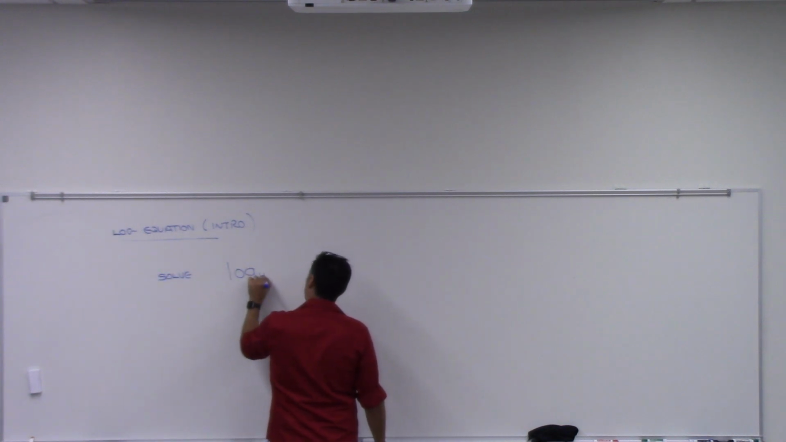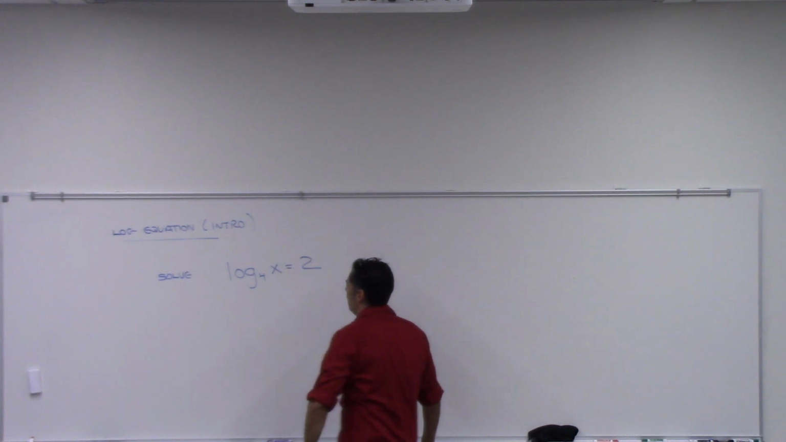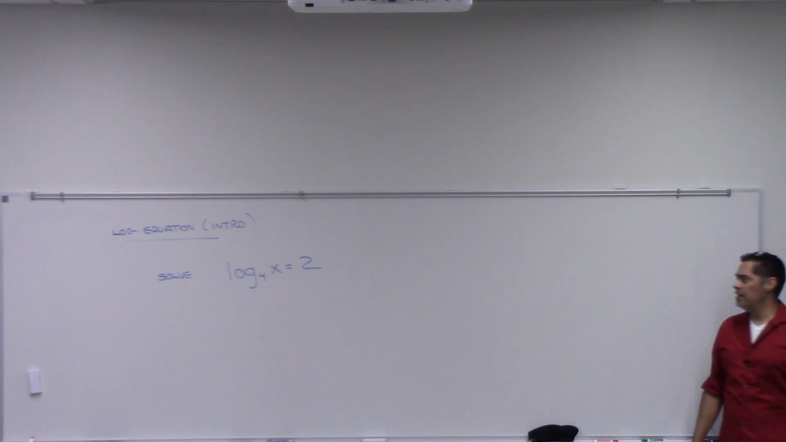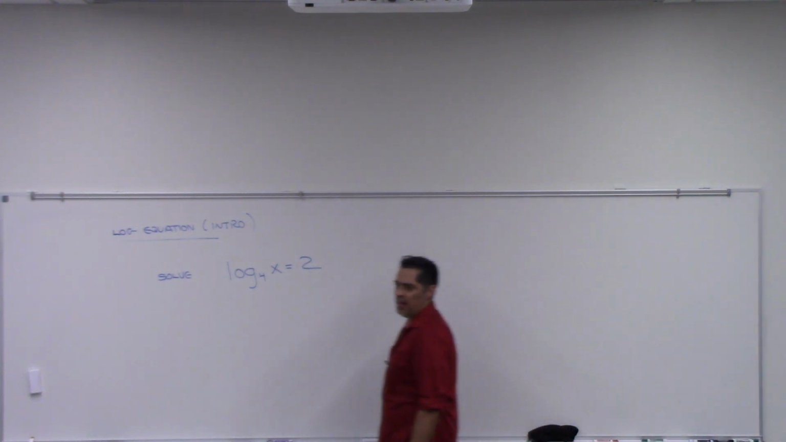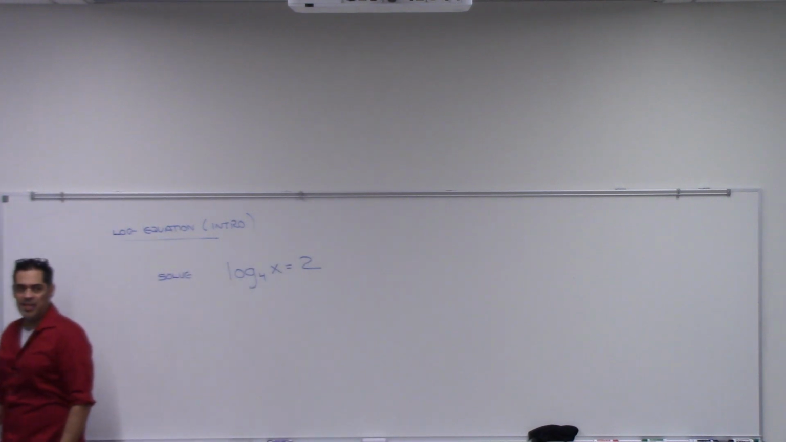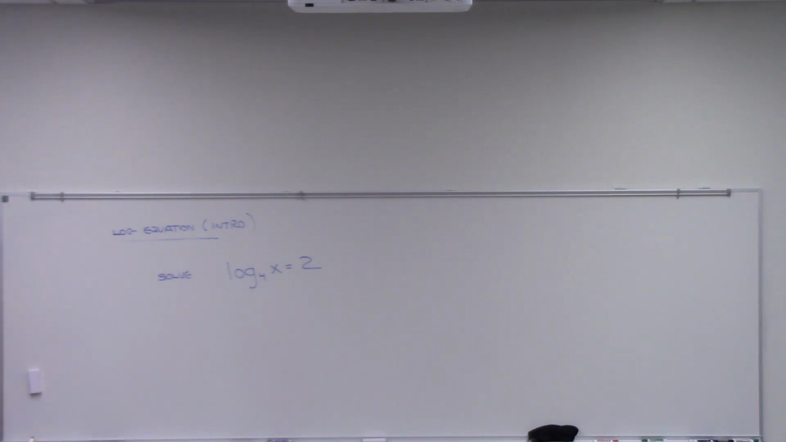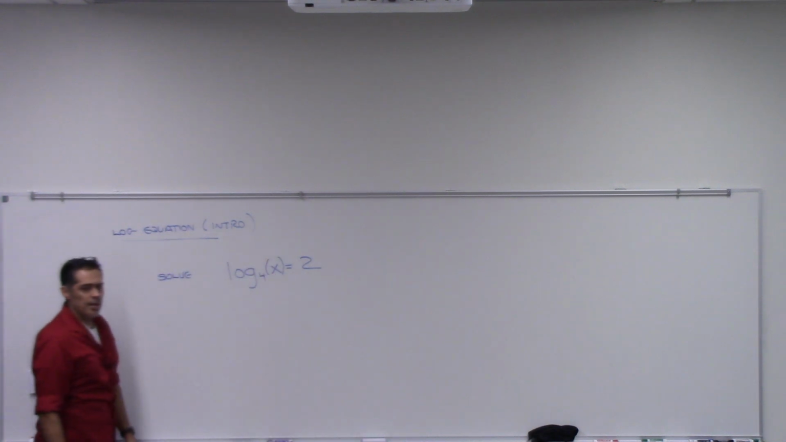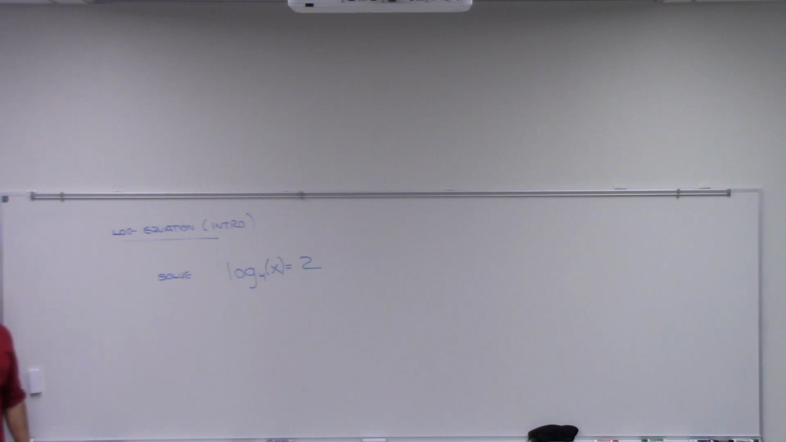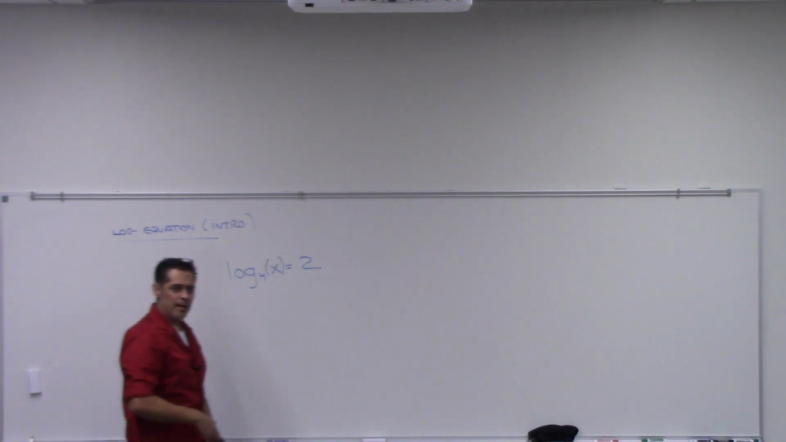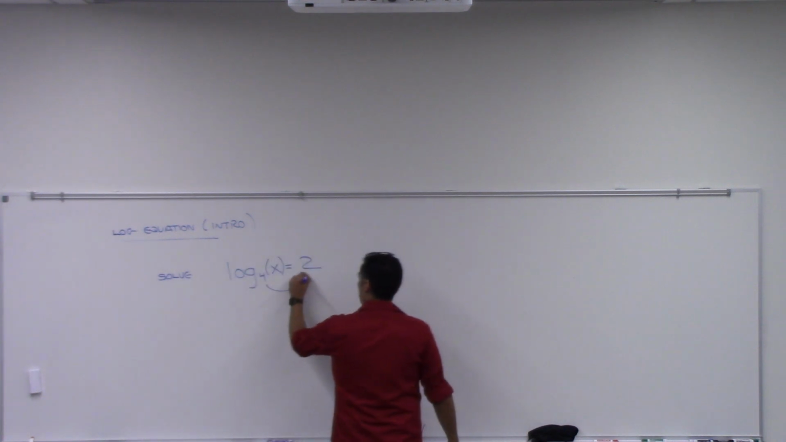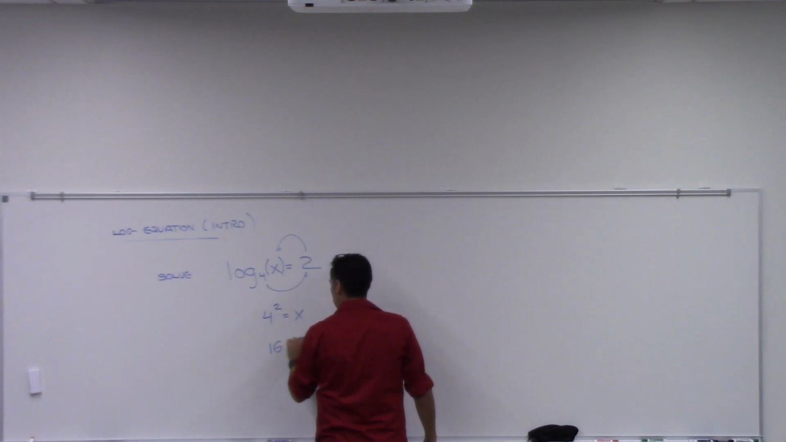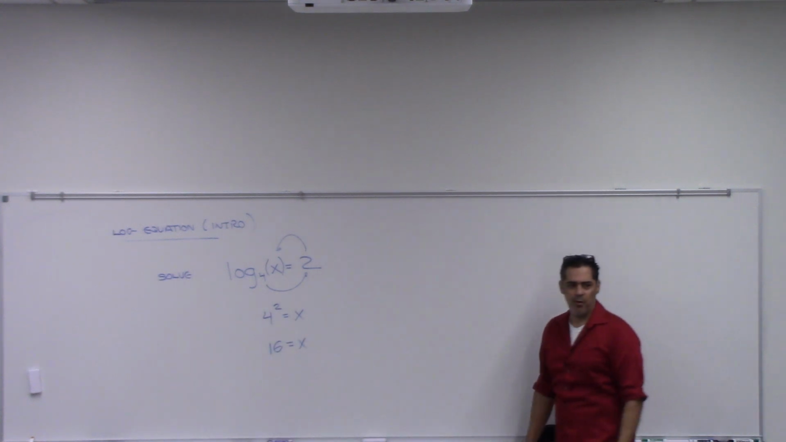Log base 4 of x equals 2. Do you all see that that's an equation? Do you all see that you have a variable x in there? Do you see that the variable is inside of the logarithm? It's the argument of the logarithm. Can you solve for x? How? Do the loop. 4 to this power is this. 4 squared is x. What's 4 squared? 16. Done. That's pretty straightforward.